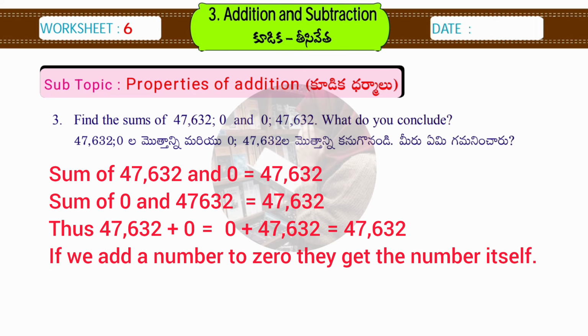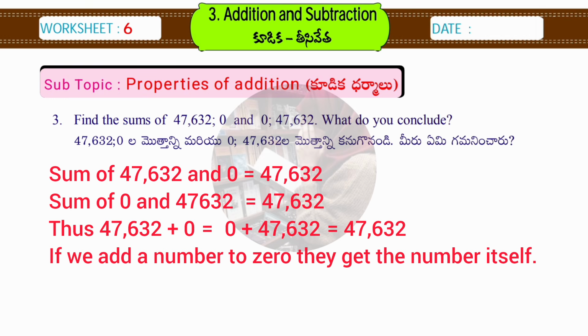First you need to sum 47,632 plus 0, you will get the answer as 47,632 itself, because addition of any number with 0, you will get that number itself. Whereas multiplication of any number with 0, you will get the answer as 0. Okay, keep that in mind forever. Please pause the video and write it down. And at the end you have to write down this sentence also: if we add any number to 0, then we'll get the number itself. So this one you have to write it down.